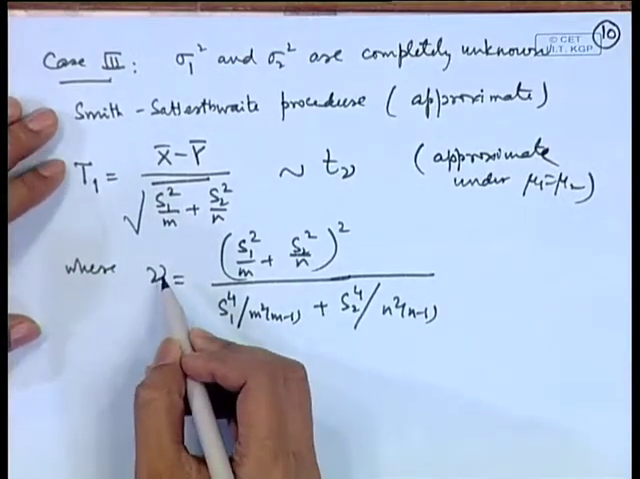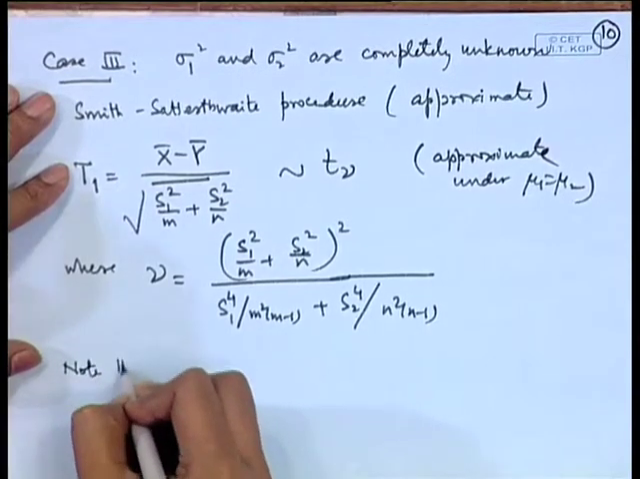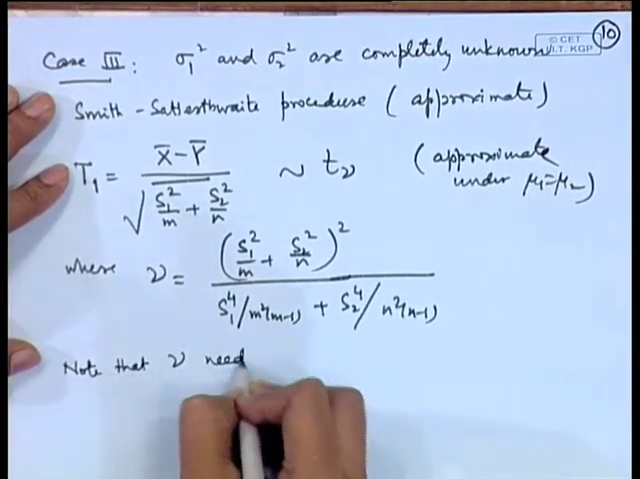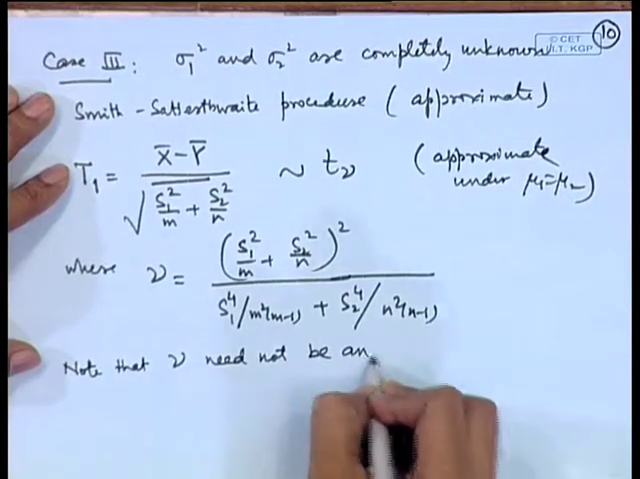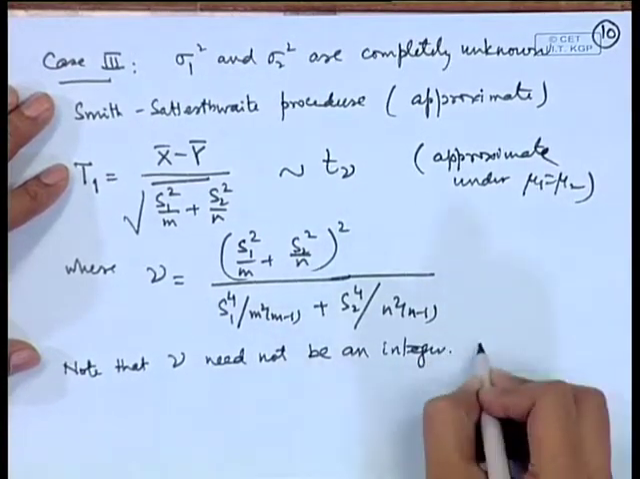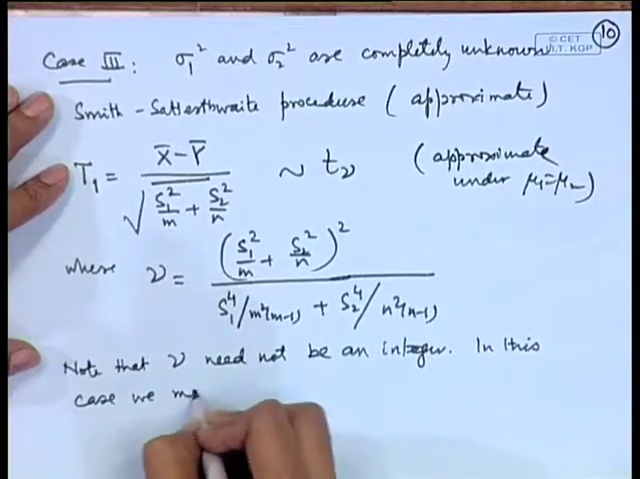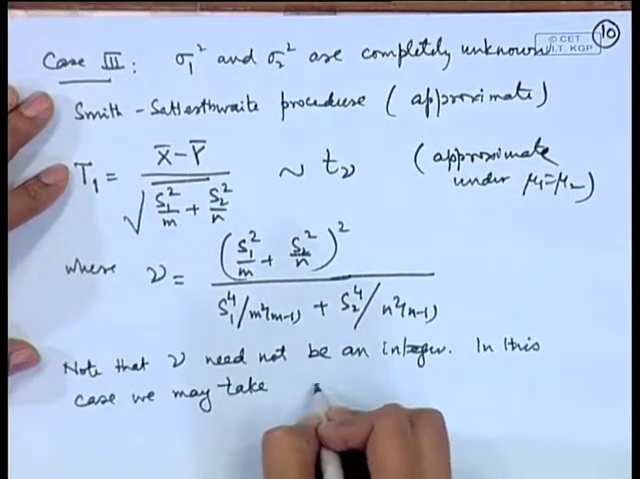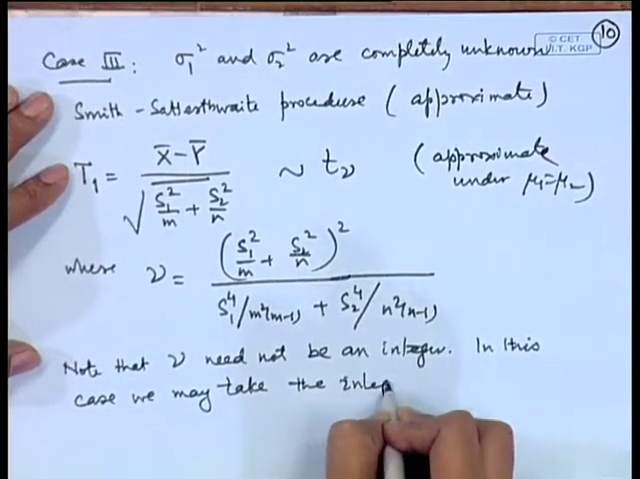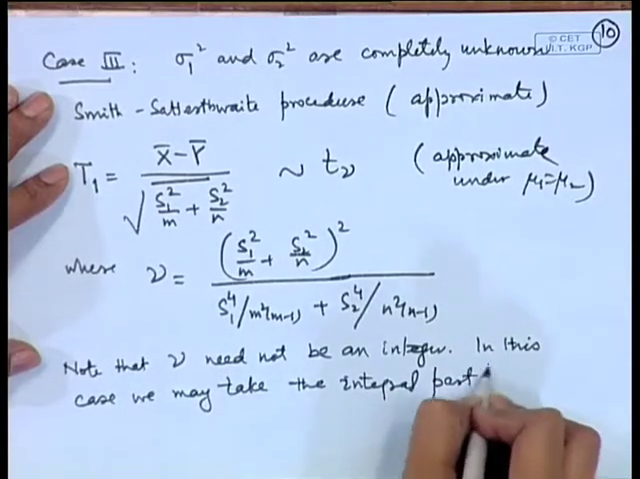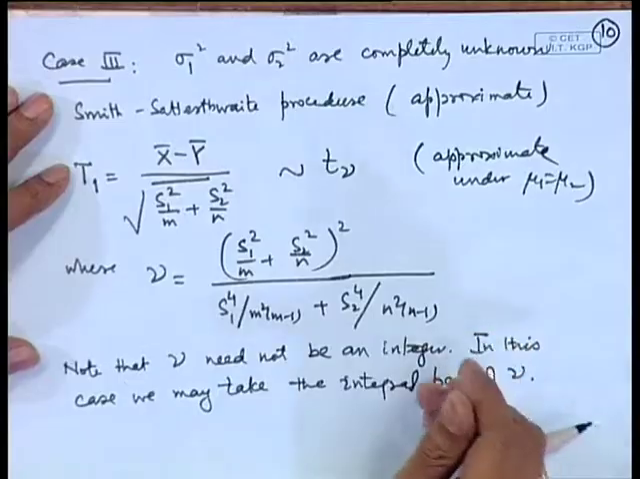Now, note here that this nu need not be an integer. In this case, we may take the integral part of nu. So, rather than taking the rounded off value which may be higher also, it is better to take the lower value, because the power of the test will increase if we consider lower degrees of freedom here.